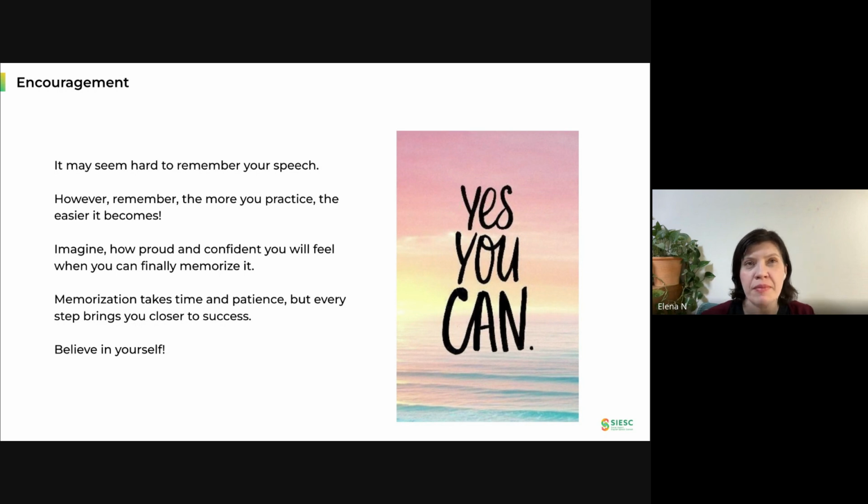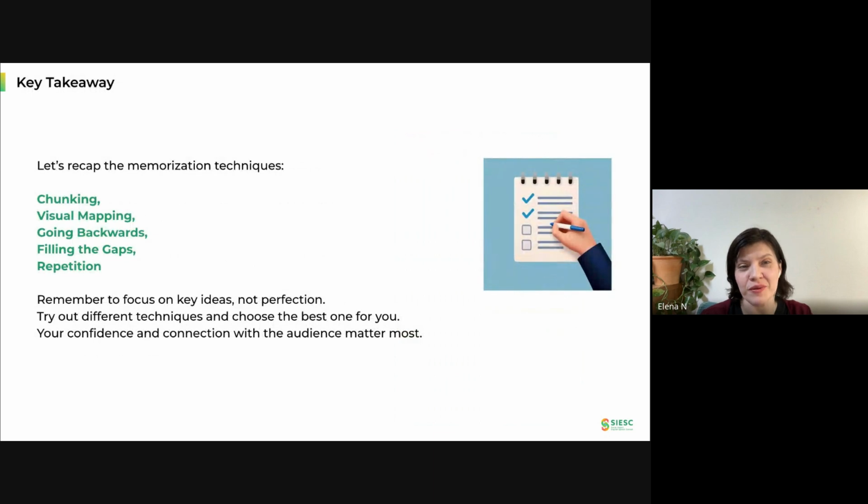Also, it's good to visualize your final goals. Imagine how proud and confident you would feel when you finally memorize the whole thing, and someone can wake you up in the middle of the night and say, make your speech, and you just go la la la, and you make your speech. That would be so fantastic, right? So imagine your final goal, and I'm sure it will be easier. It takes time and patience, but every step brings you closer to success. And believe in yourself, which is a very important thing.